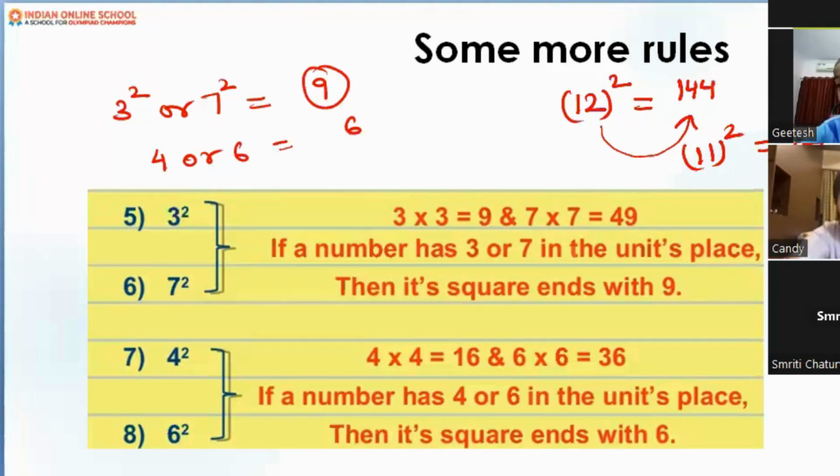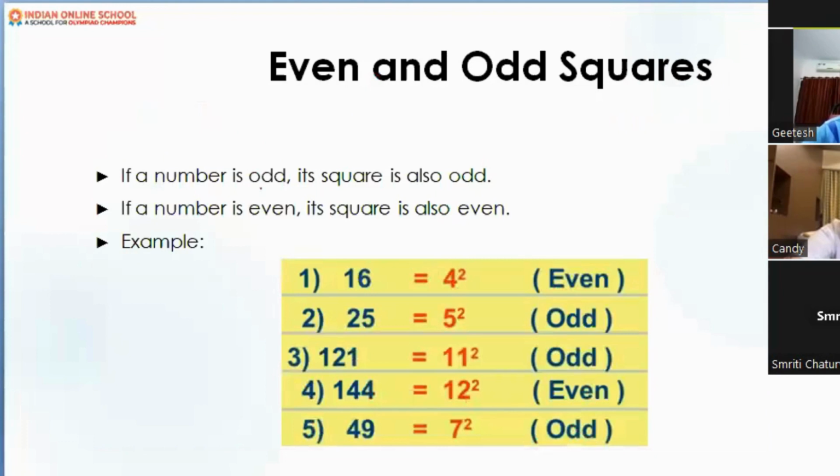So what we can say, if your number is even, then its square is also going to be even. Got it? If your number is odd, then its square is also going to be odd. If your number is even, then its square is also going to be an even number. Okay?